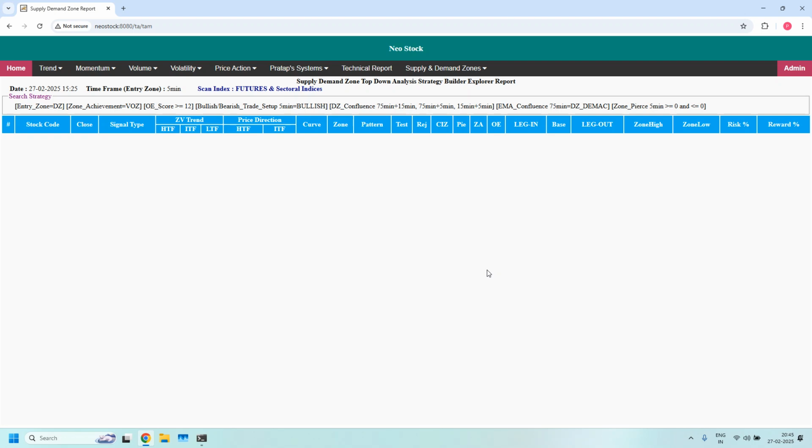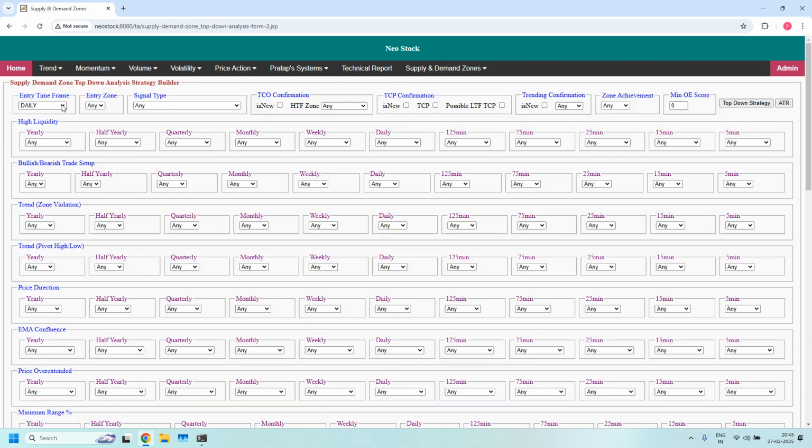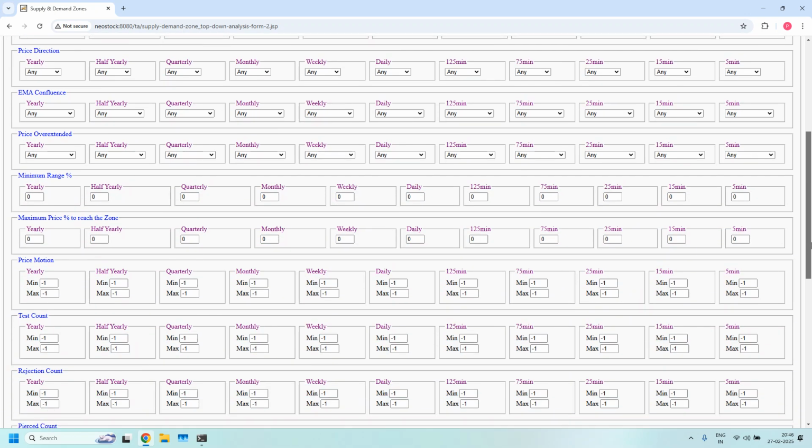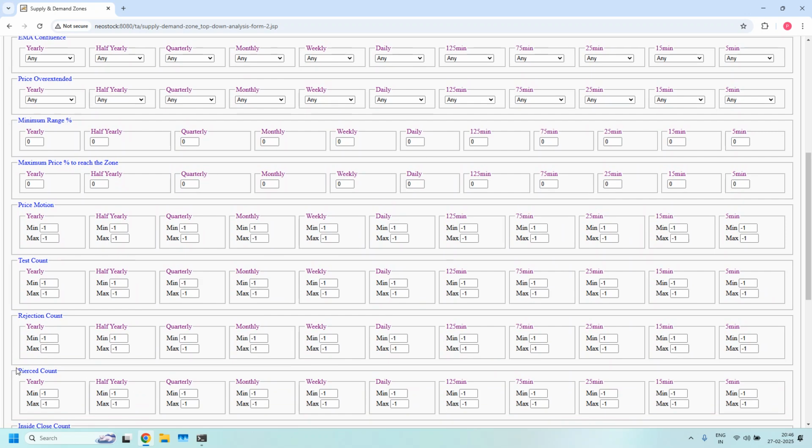So this is about bullish trade setup for hourly income trade. Next, bearish trade setup for hourly income trade. Entry time frame is 5 minutes. Entry zone is supply zone. In bullish or bearish trade setup at 5 minutes, I am selecting bearish. And zone achievement violated opposing zone. Minimum odd enhanced score 12. And 5 minute supply zone should not be pierced. So in the pierced count, at 5 minutes time frame, minimum value I am setting 0, maximum value 0.